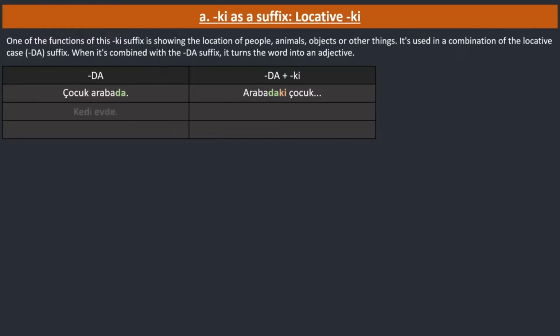And next example, kedi evde. That's a full sentence. Kedi evde. The cat is at home. But when I refer to that specific cat, I say evdeki kedi. Evdeki kedi, for example, very big. Evdeki kedi çok büyük. Or evdeki kedi çok tatlı. The cat which is at home, or the cat at home, is very cute. Evdeki kedi çok tatlı.